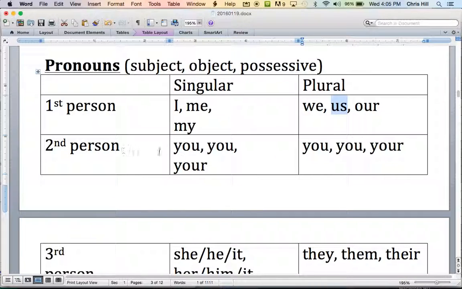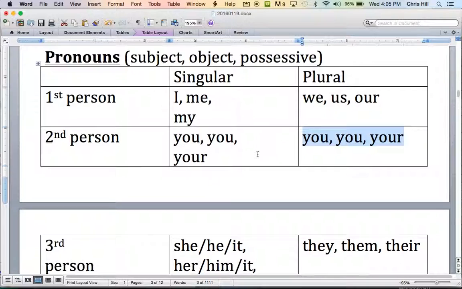Second person, this is the person that you are talking to, the person who is listening. We use you, and your. So you like you. You like your phone. In English, for plural, we use the same pronouns. You, and your. You like you. You like your phones. This is strange, but this is English.